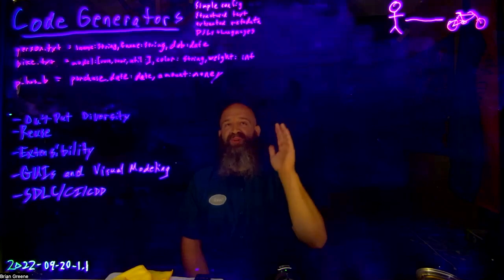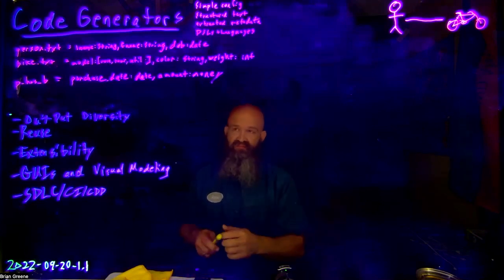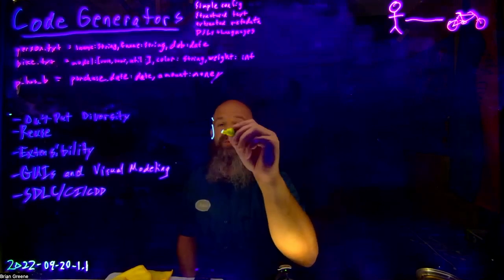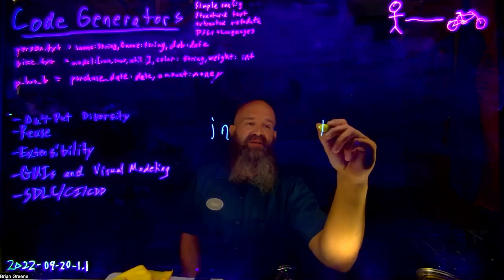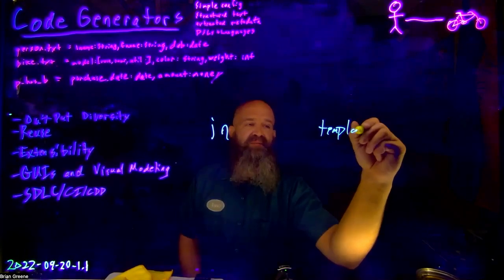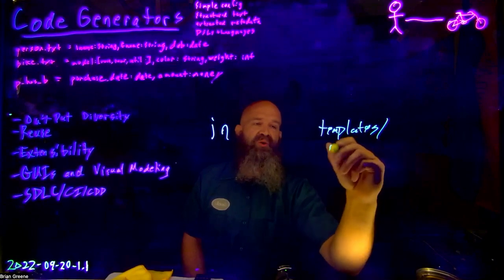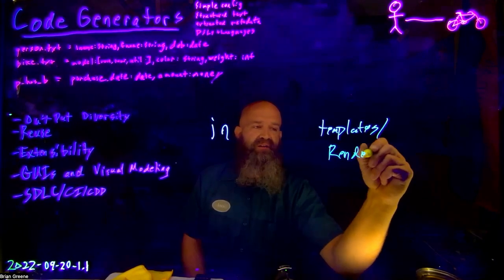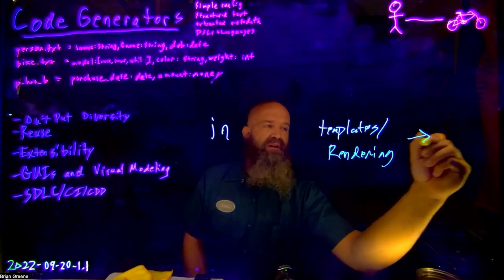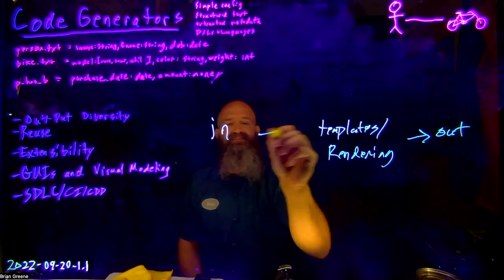So simple config as an input, right? So again, a code generator says we've got an input, I've got some kind of templates or rendering, and I've got output, right?